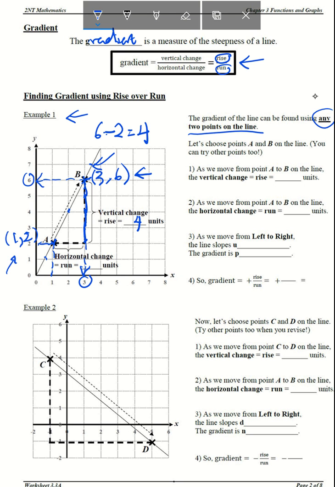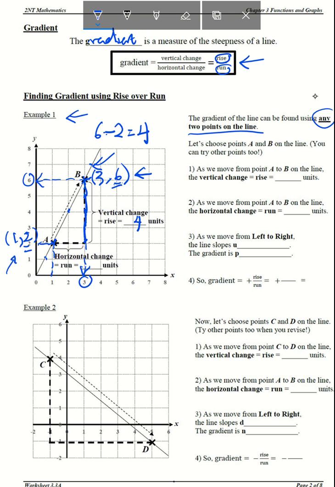Okay, so that's how we get the units here, 4 units. So we take the y value of the point B minus the y value of point A. Okay, now do the same for the run. But this time, instead of using the y value, we're going to use the x value. Why? Because the horizontal change is the x-axis.